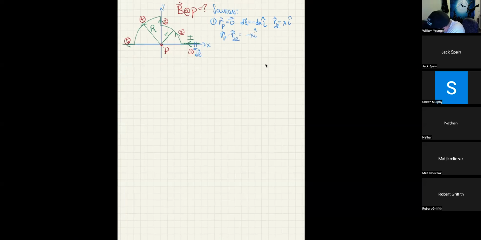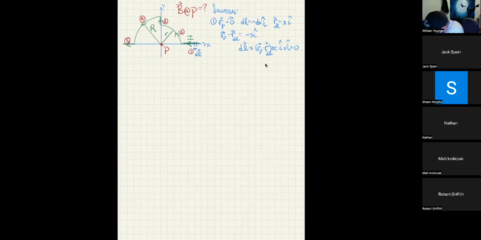And you can see something already on that, specifically DL cross RP minus RDL is going to be proportional to I hat cross I hat, which equals 0. You see that? Yes. Okay, so part 1 doesn't have any bearing on it.